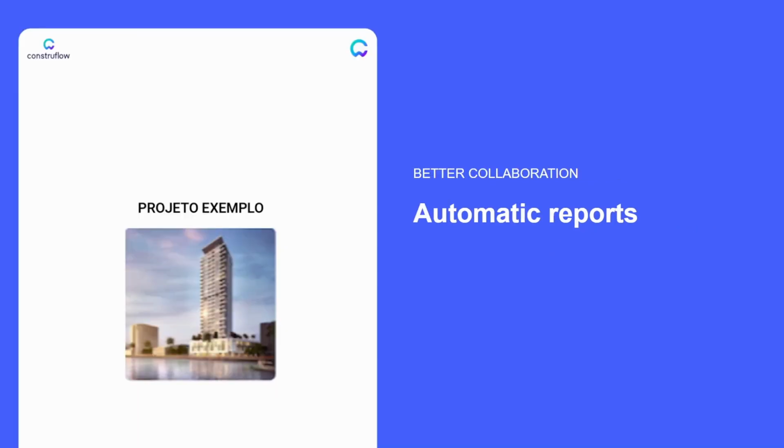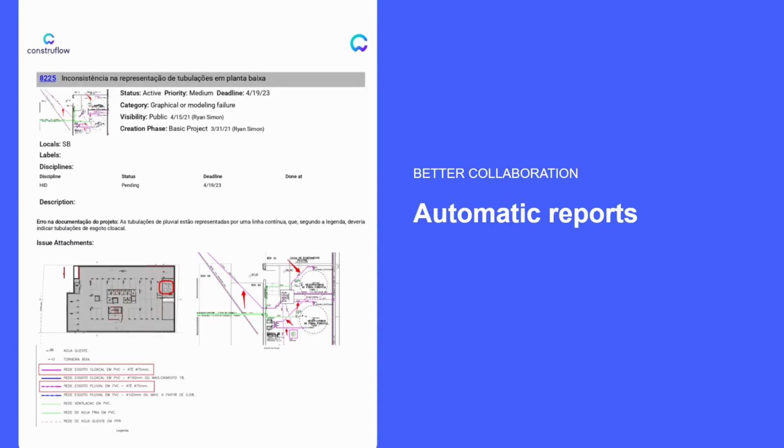Well, you can make automatic reports for better collaboration, when you need to share this with other people. So in just a few clicks, you have this report in PDF where you have all the information from your project, the title, description of the errors and issues, the attachments, and here you can use it to report problems or to anticipate them too.